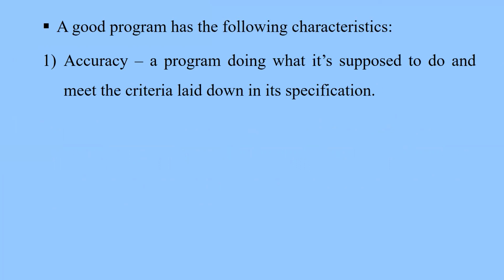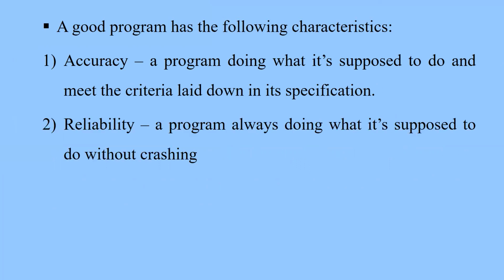A good program, therefore, has the following characteristics. Number one, a good program is supposed to do what it's supposed to do and meet the criteria that is laid down in its specification. In other words, it should be accurate. Secondly, a good program is supposed to do what it's supposed to do without failing, without crashing. It should be reliable.